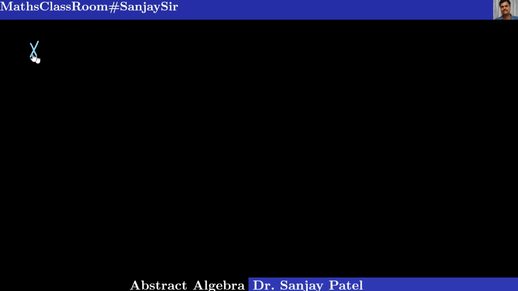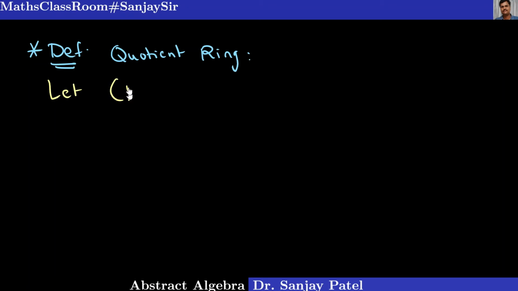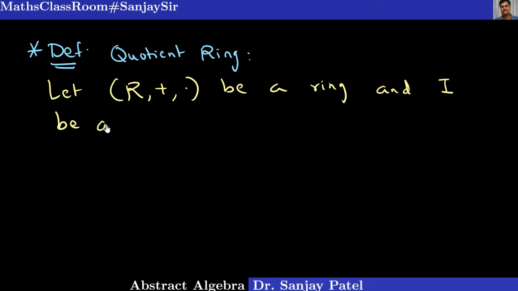So now the definition of quotient ring. Definition of quotient ring. Let R plus dot be a ring, and capital I be an ideal in the ring R.